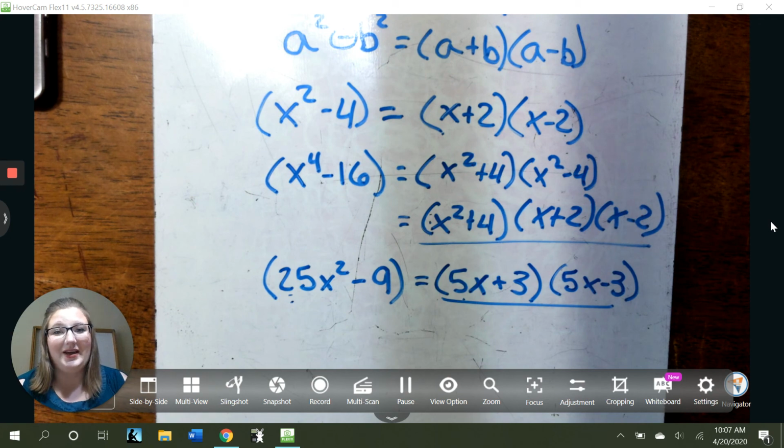All right, you guys, so that was 2 methods of factoring using the greatest common factor method and then also the difference of squares method.